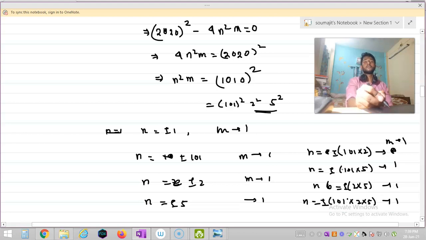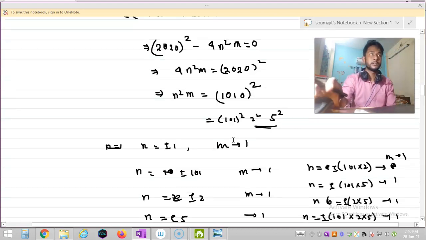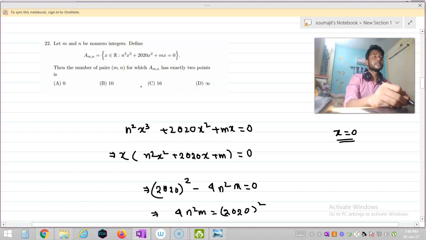So counting 1, 2, 3, 4, 5, 6, 7, 8, there are 8 cases. So there are 16 possibilities. Let us see the options. Option C is 16. So C is our correct option. That's all about the question number 22.